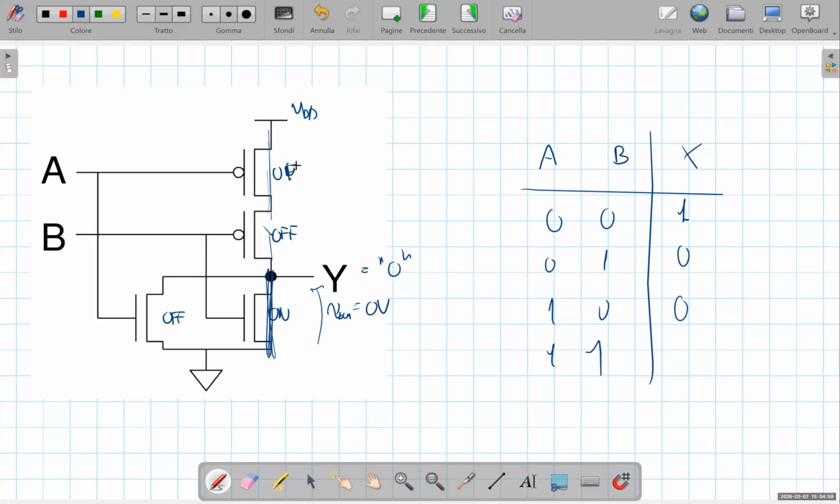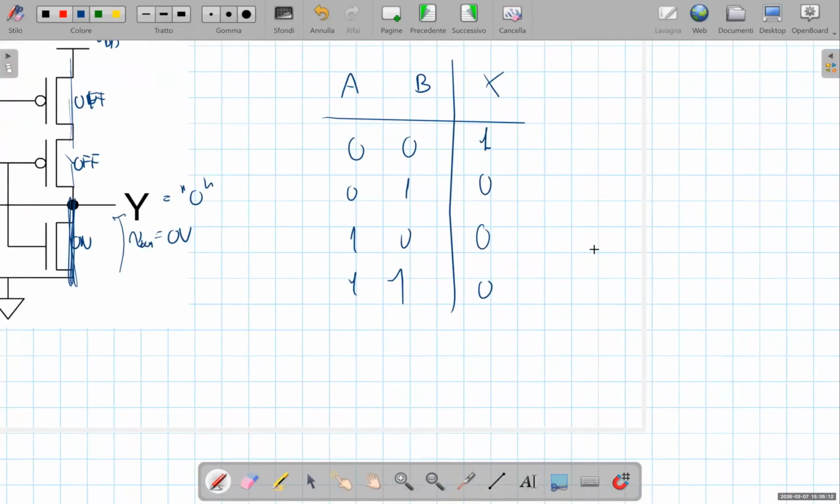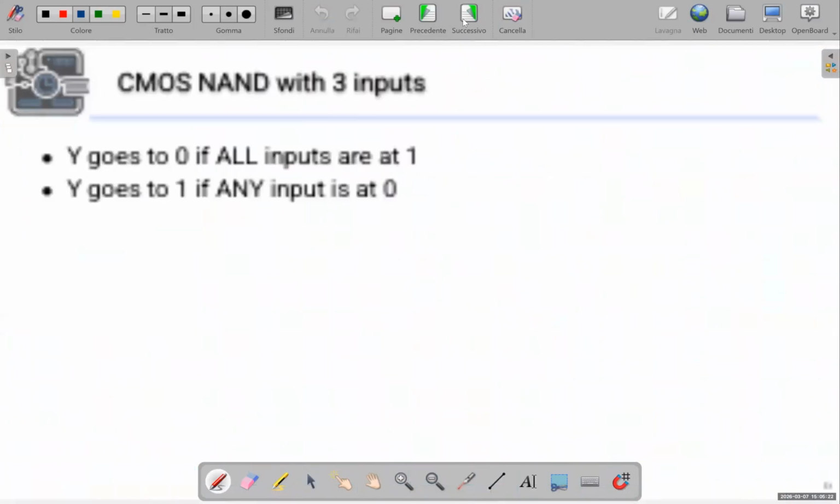And when we have both inputs high, clearly we have both the pull-down transistors on and both the pull-up transistors off, and we have 0. So in conclusion, the logical function implemented by this gate is a two-input NOR. Okay?